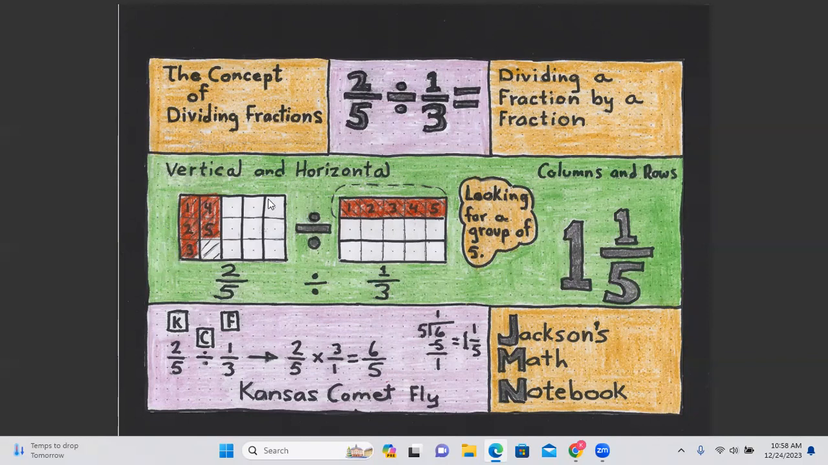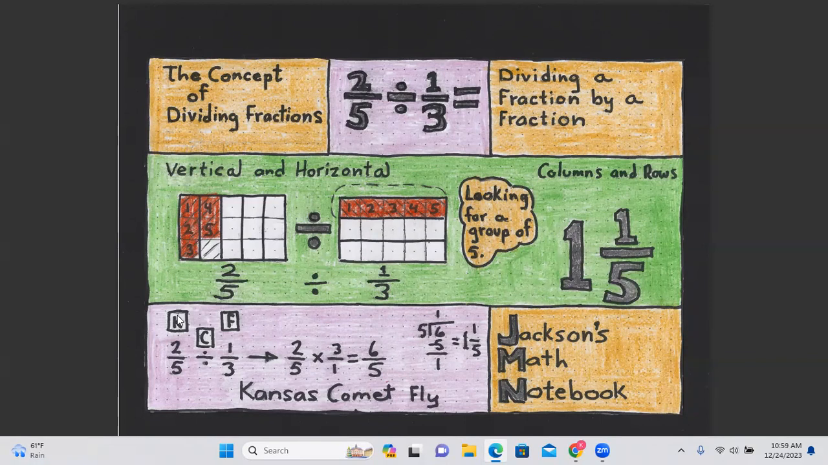However, we couldn't grab another whole group of 5. We were only able to grab 1 out of the 5. And that right there goes into our numerator, just 1 out of 5. And we must obey the denominator, which is 5, and our answer is 1 and 1/5.